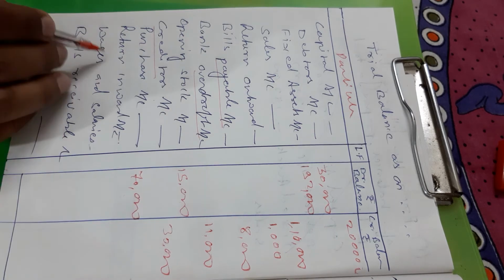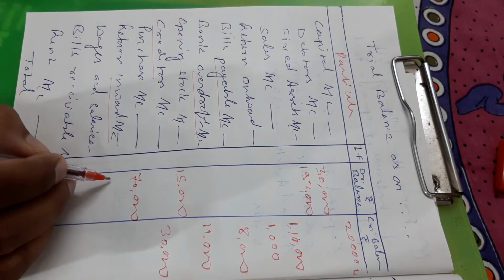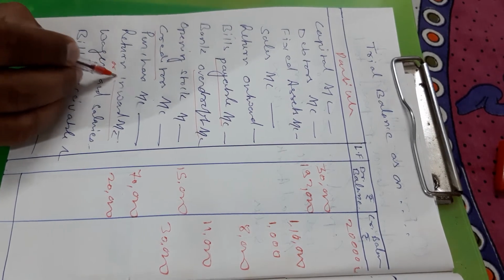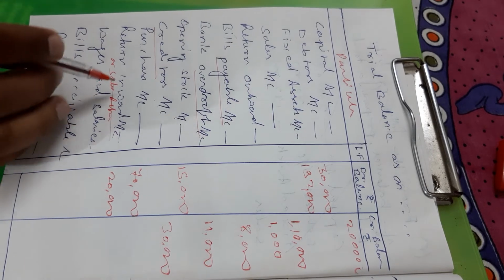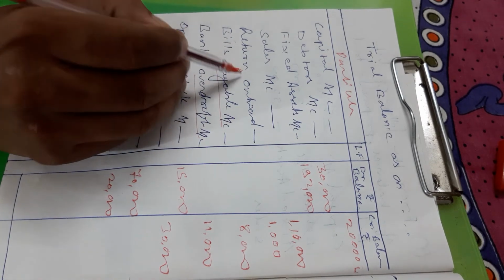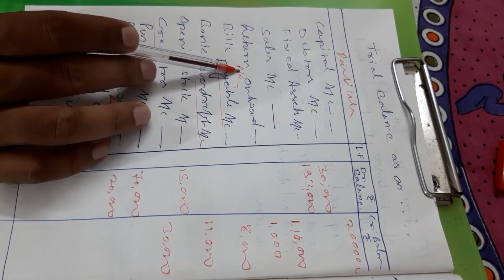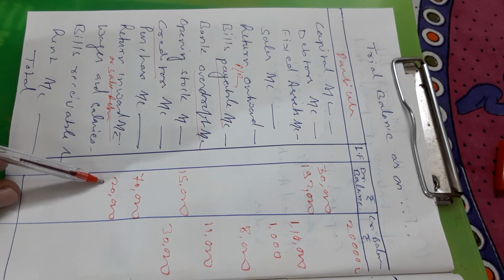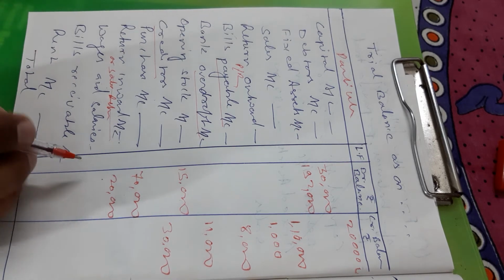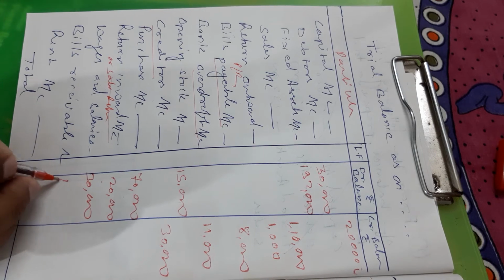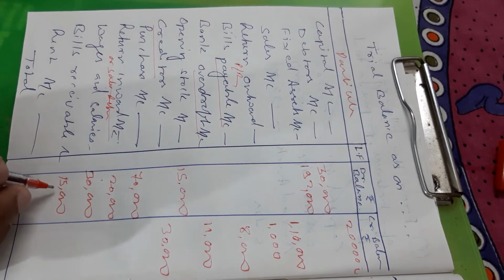Return inward means sales return. Return inward or sales return, both are same. And return outward means purchase return. Return outward is credit and return inward is debit. Try to understand it. Wages and salaries 30,000. Bills receivable 15,000. Rent 6,000.